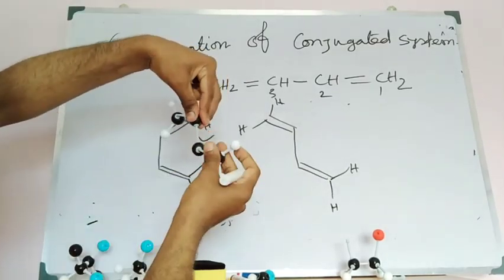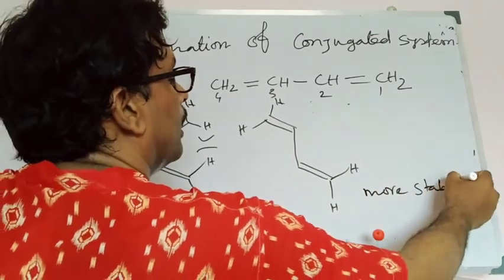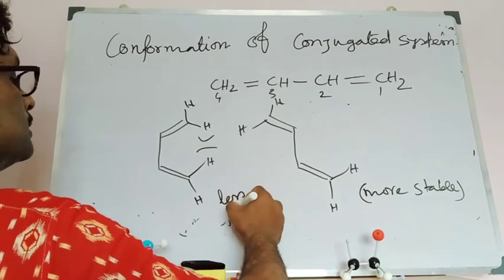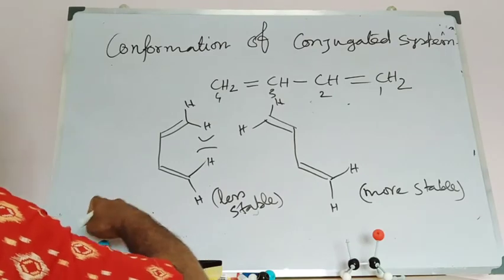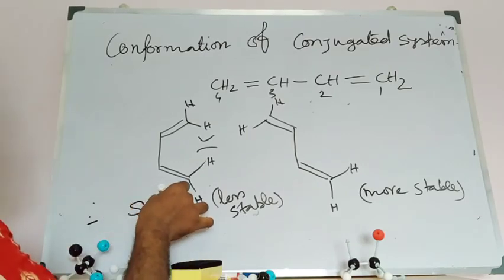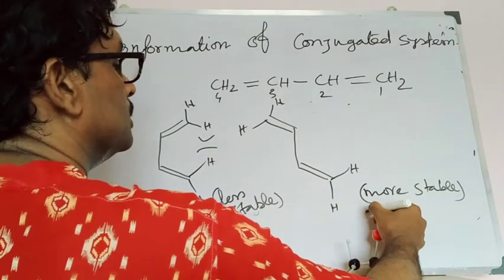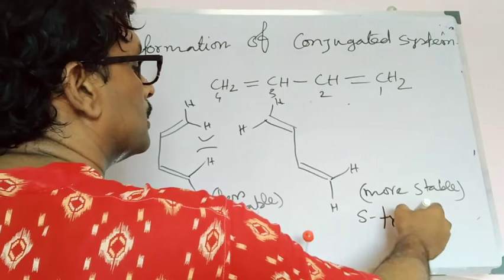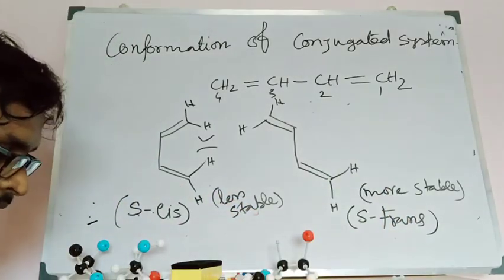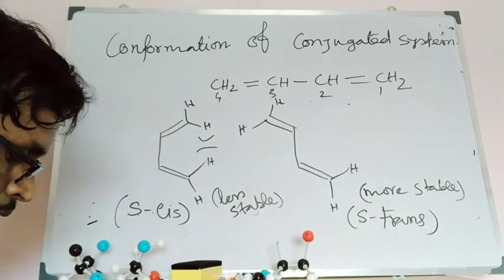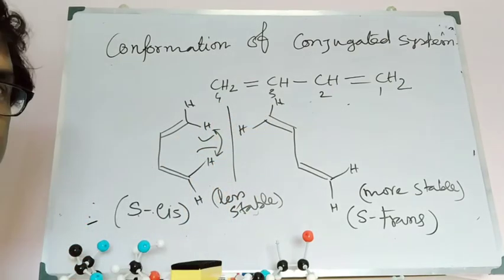So by this we got this one. They are away from this one. Clearly, this one is more stable, and this one is the less stable. This one is called the cis conformation, and this one is called the trans conformation. Clearly, so this one will be cis, and this one will be the trans conformation. There will be some steric hindrance between these two hydrogens, which makes it less stable.